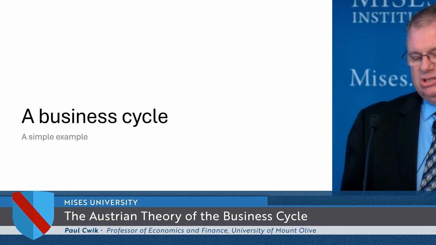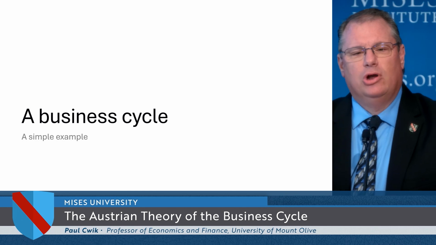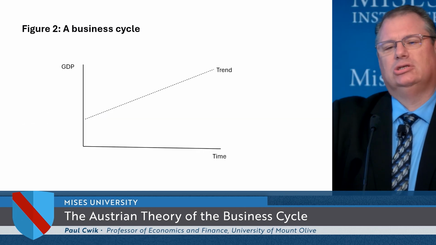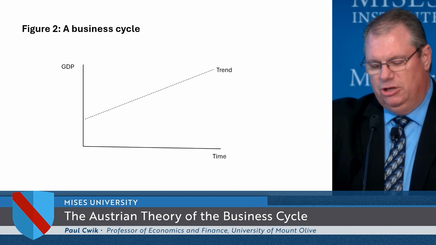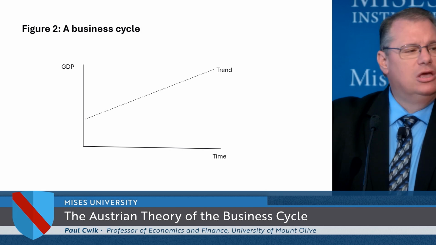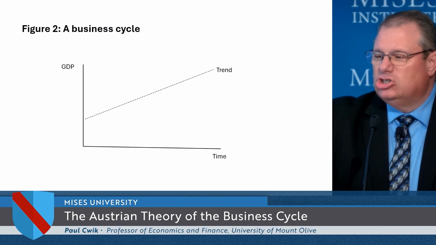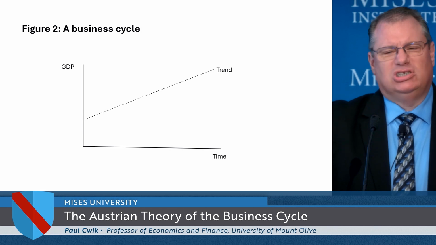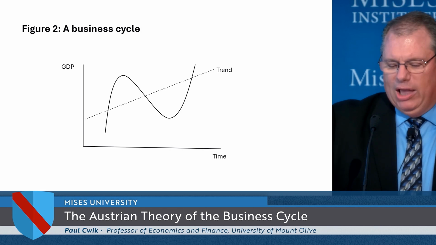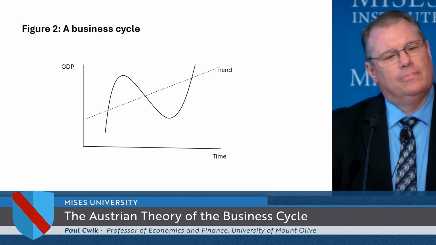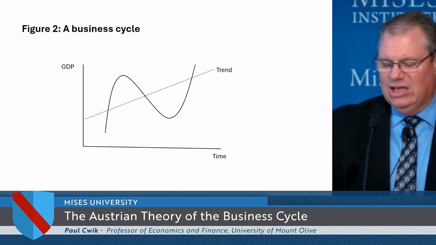So let's get to the business cycle. Now, from an Austrian point of view, when we look at a business cycle, we'll just use GDP over time. Why doesn't the economy just grow at a nice trend? Why doesn't it just grow? What's this thing about cycles, right? Why does it do this? And we can identify distinct phases of it, right?